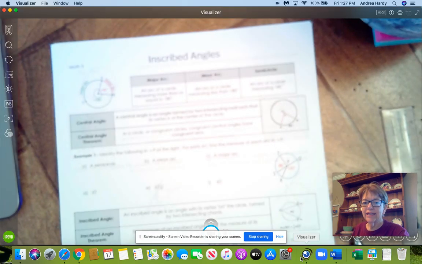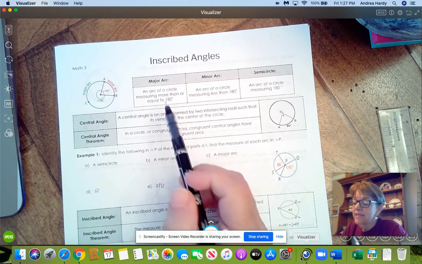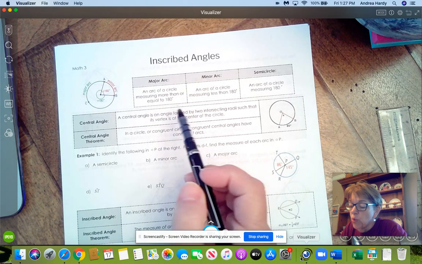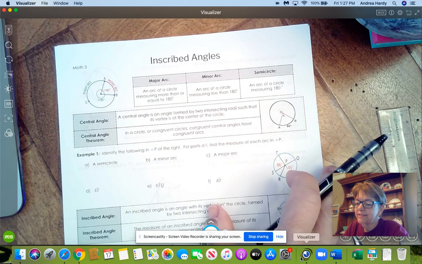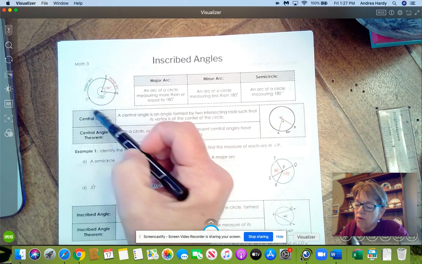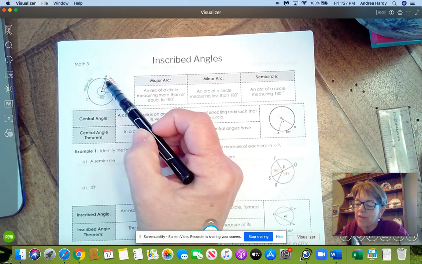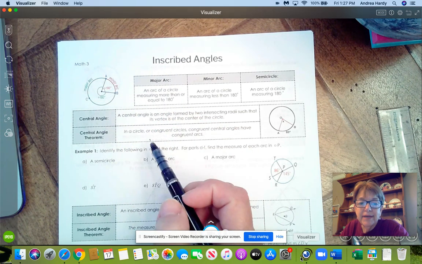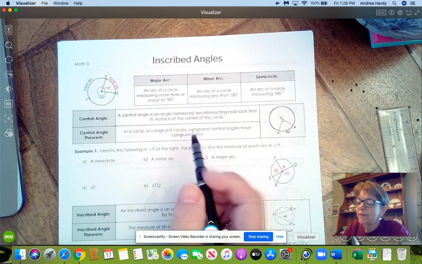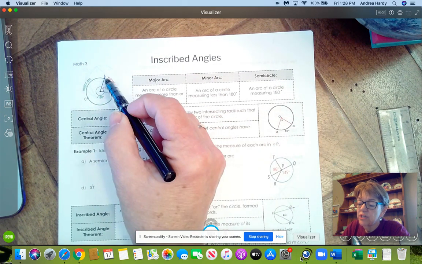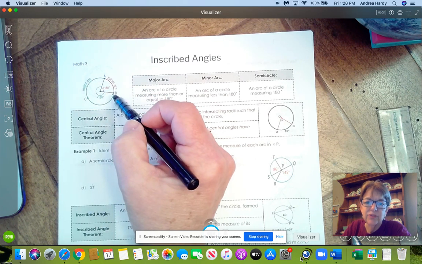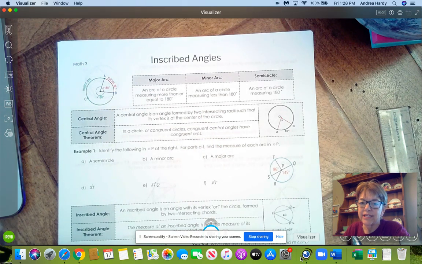If we're looking at these angles, we can see that in a circle we have a major arc, which is an arc of a circle measuring more than or equal to 180 degrees. So we can look from A all the way over here to B. We're going to call that arc ACB because C is in the middle of it. That would be a major arc. A minor arc would be one that is less than 180 degrees. So right here, AB is a minor arc. And a semicircle is an arc that is exactly 180 degrees. So that would be the diameter of one.